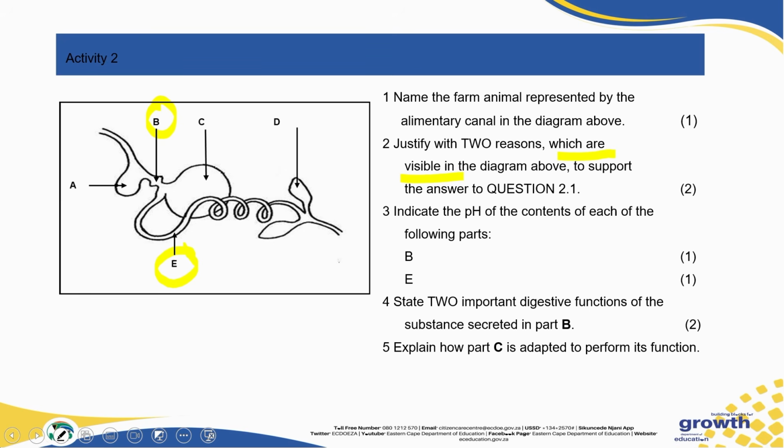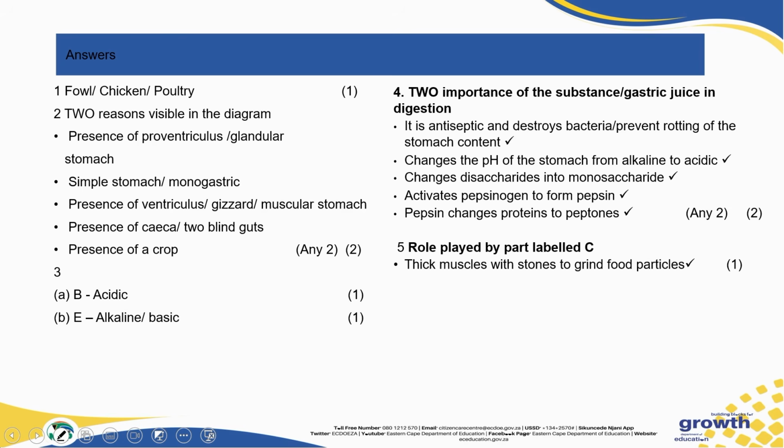4, state two important digestive functions of substances secreted in part B. And then 5, explain how part C is adapted to perform its function. And then here we go. Let us look at the answers.